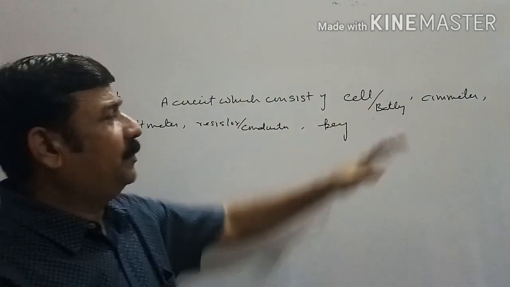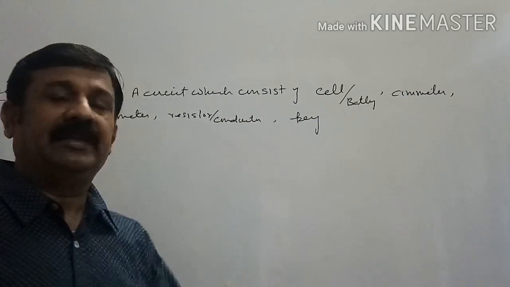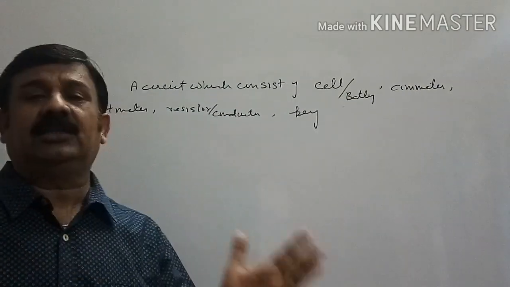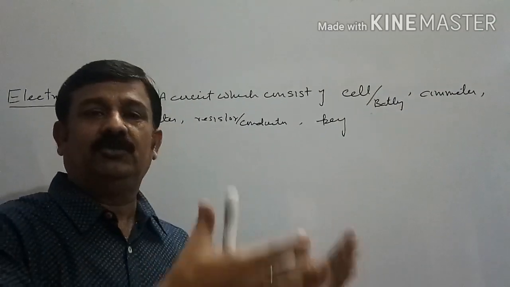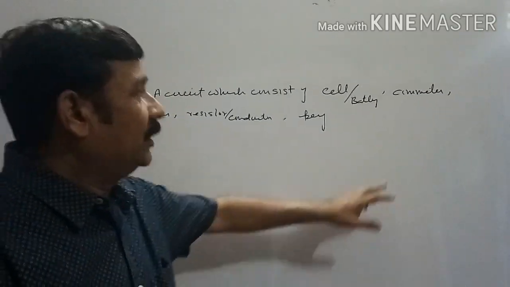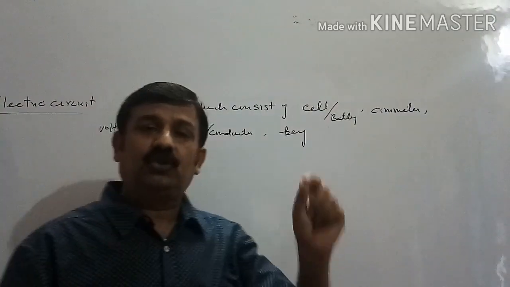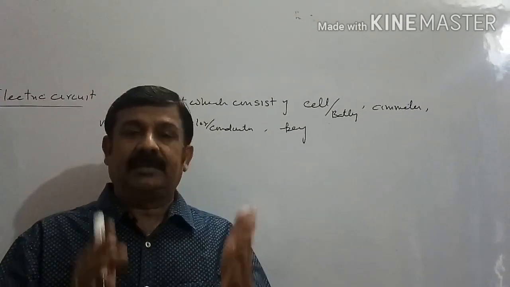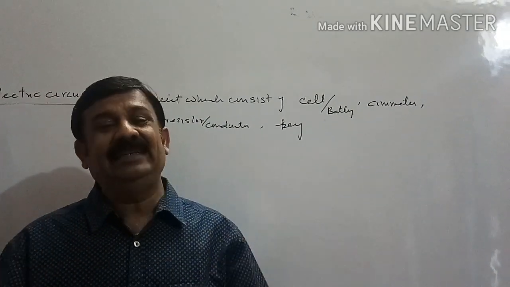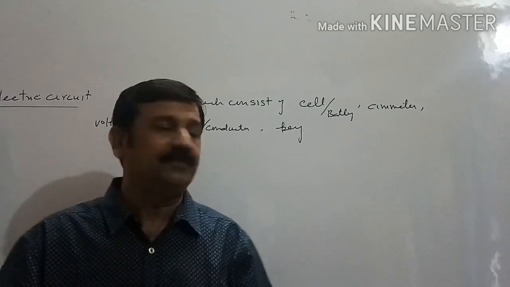What is the role of cell or battery? The role of cell or battery is to create potential difference across the conductor resistor so that electrons can perform unidirectional motion. What is the role of ammeter? It is used to measure current. It always remains connected in series in the circuit.